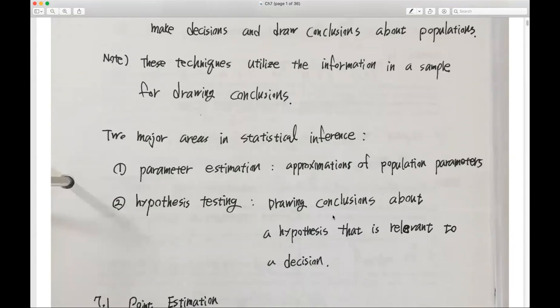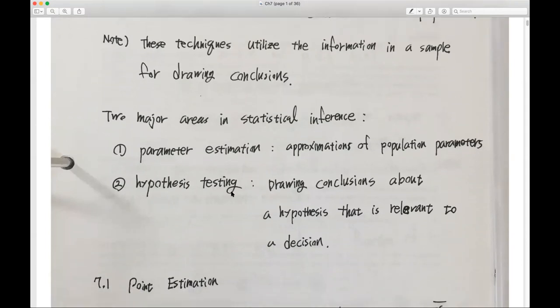The two major areas in statistical inference are parameter estimation and hypothesis testing. Chapter 7 covers parameter estimation, and chapter 8 is going to cover hypothesis testing. So parameter estimation is approximations of population parameters, and hypothesis testing is drawing conclusions about a hypothesis that is relevant to a decision.